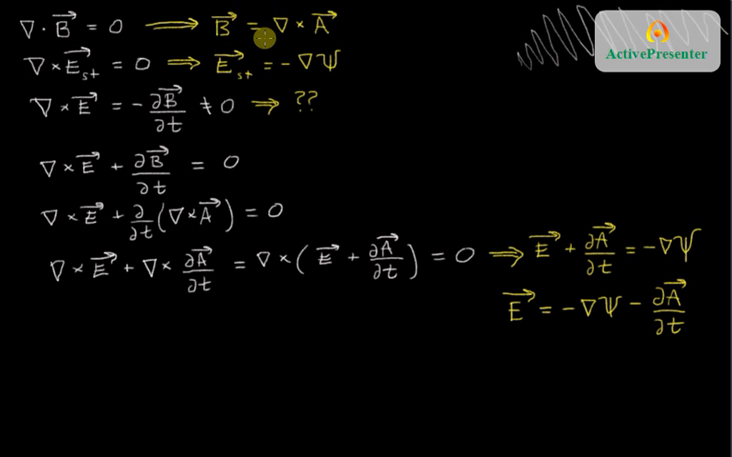I get that the electric field is equal to the negative gradient of a scalar potential minus the time derivative of the same potential that the magnetic field is a curl of. And notice that in the case where there's no time dependence, then dA dt would go to zero, and you would recover the electrostatic case. So this is a more general case that's true. This, of course, was a more specific case.